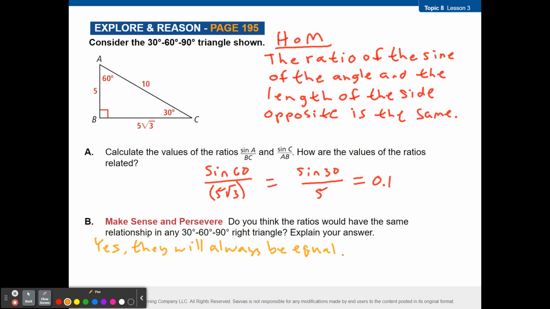Make sure you still add in this habits of mind, because it does say what general pattern or relationship seems to occur in a triangle between each angle and its opposite side. The ratio of the sine of the angle and the length of the side opposite is the same. That is the big key here. That is what they wanted you to find. That is the turkey at Thanksgiving dinner.